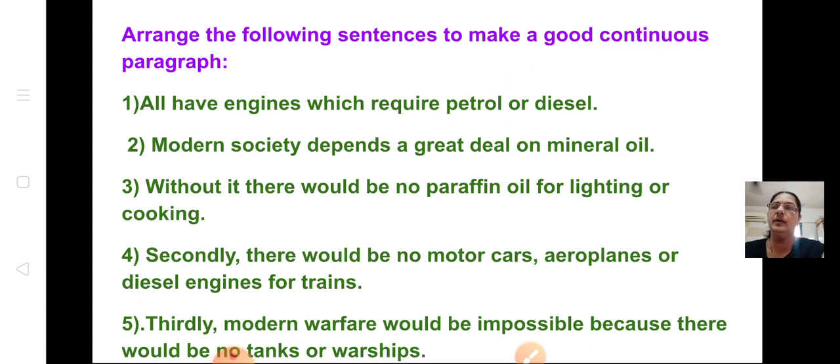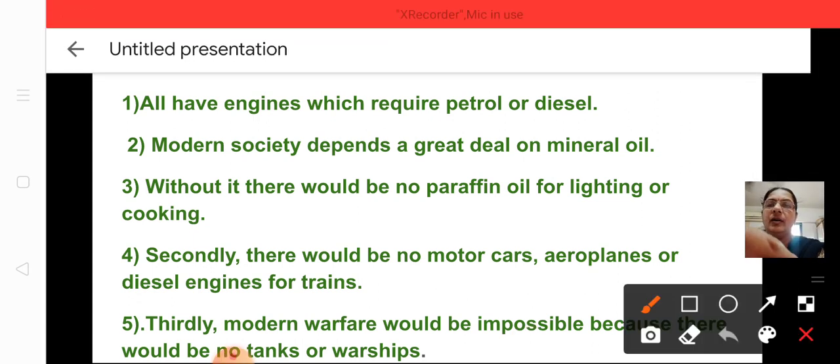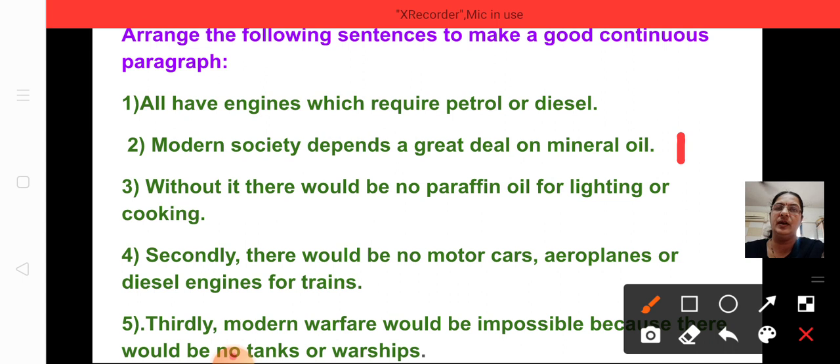Now, it is the 5 lines that depend on the mineral oil. Which will be the first sentence? You can see the words are there, secondly, thirdly. Keep those words in mind, and read all these 5 sentences twice. First what will come? Modern society depends a great deal on mineral oil. We are talking about what? Mineral oil. So this will be the first one.